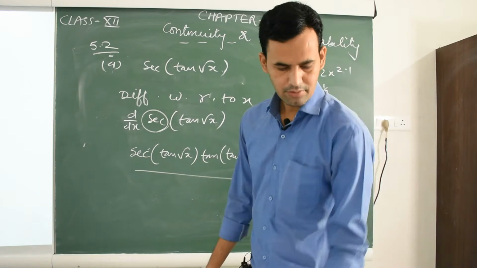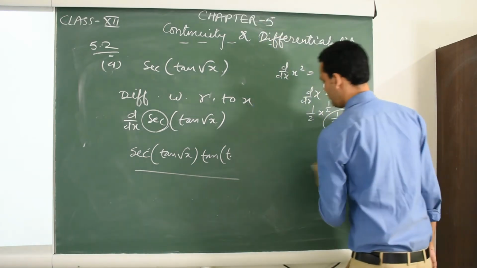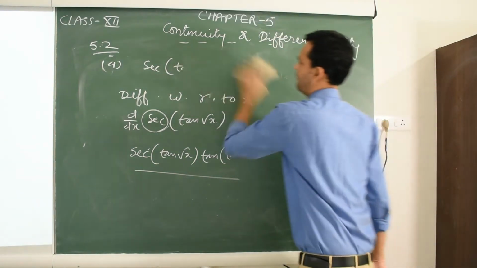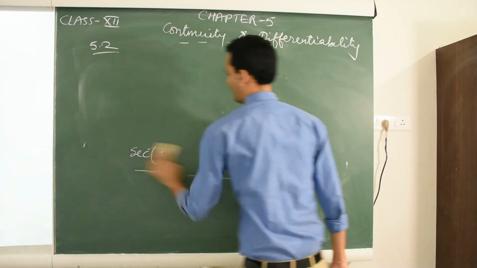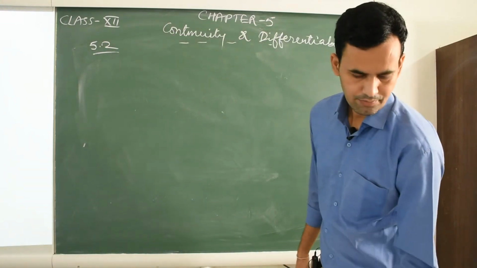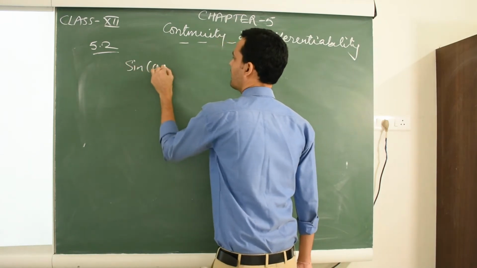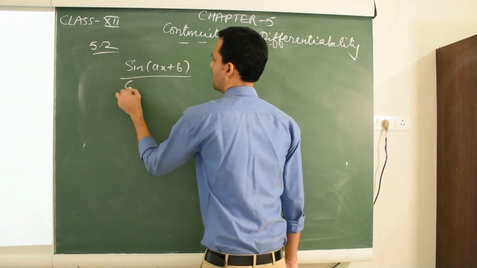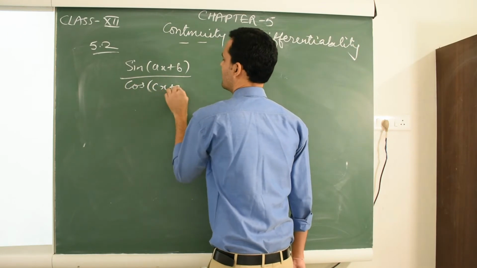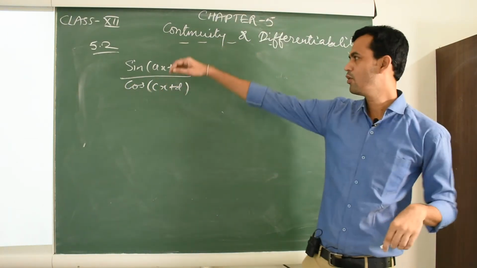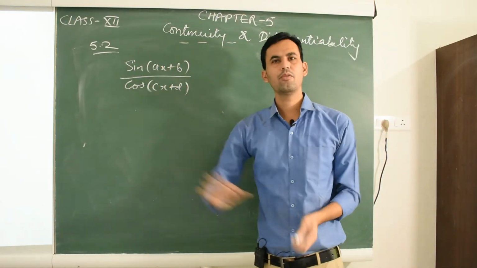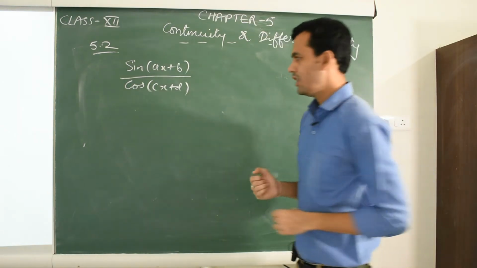Okay. Next, question number 5, exercise 5.2, question number 5. sin(ax+b) upon cos(cx+d). We have two functions, numerator and denominator.